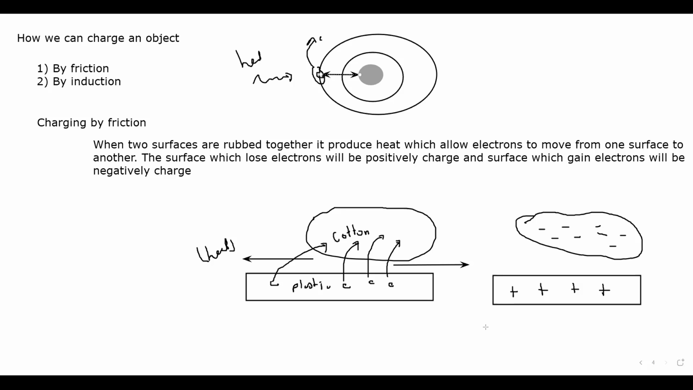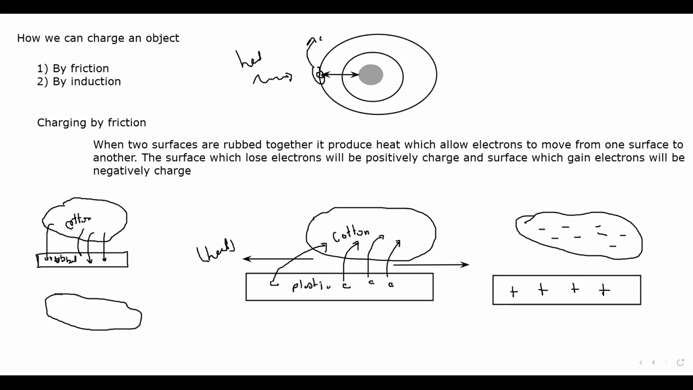In the same way, if you repeat this process, for example, now you're taking the same cotton, which is neutral originally, and instead of plastic, you're taking a rubber, and you rub them together. When you rub them together, now you observe that the electron transfers from cotton to rubber. So what will be the charge on the cotton in this example? If the electron transfers from cotton to the rubber, what will be the charge on the cotton surface?